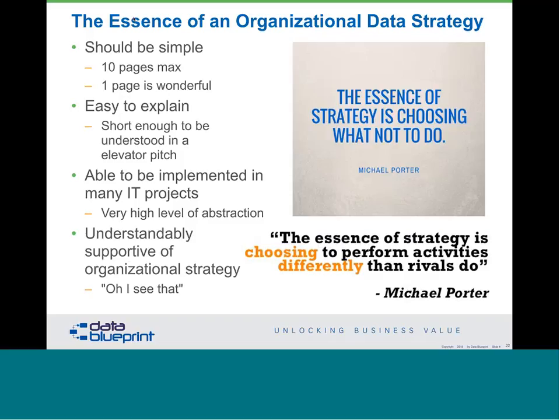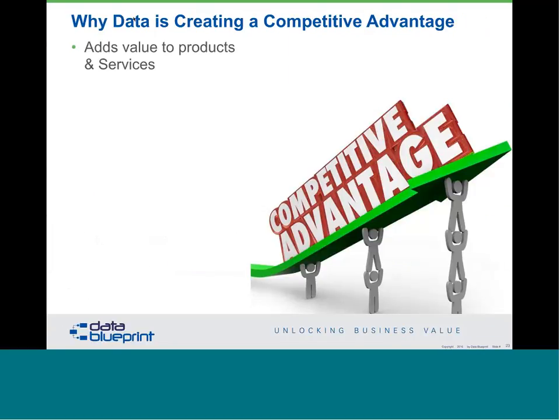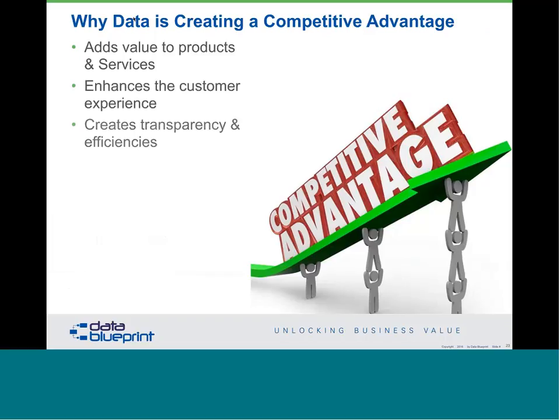So, another Porter quote here: the essence of strategy is choosing to perform activities differently than rivals tend to do. And you've got to be able to explain why data is helping your organization create a competitive advantage. Maybe it's adding value to products and services. Maybe it's enhancing the customer experience. We hear the word transparency a lot. Certainly government organizations want to do transparency. Data is all about transparency. If you don't have the data, you have no transparency.